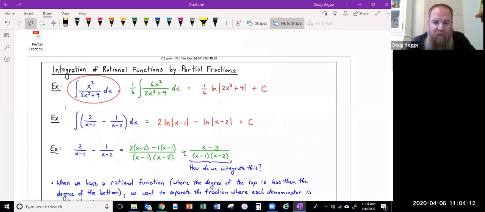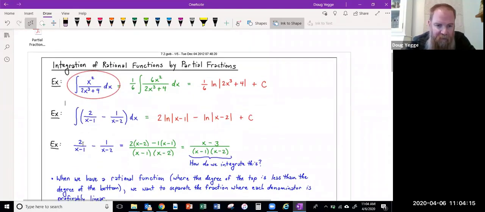Well, now what I'd like you to do is take a look at this real quick. See how these two fractions are now subtracted?